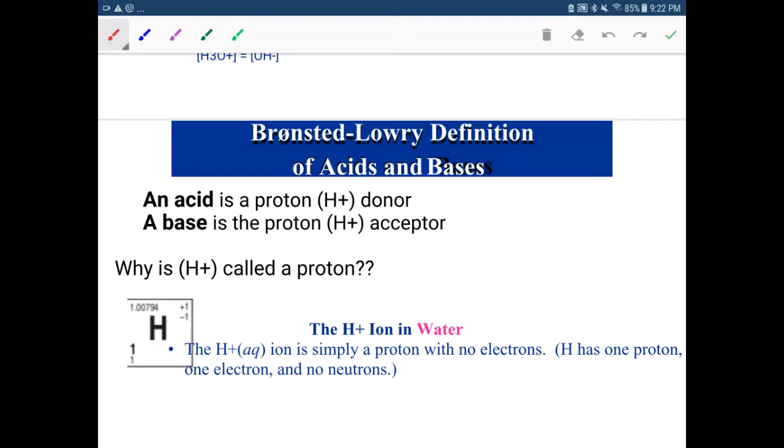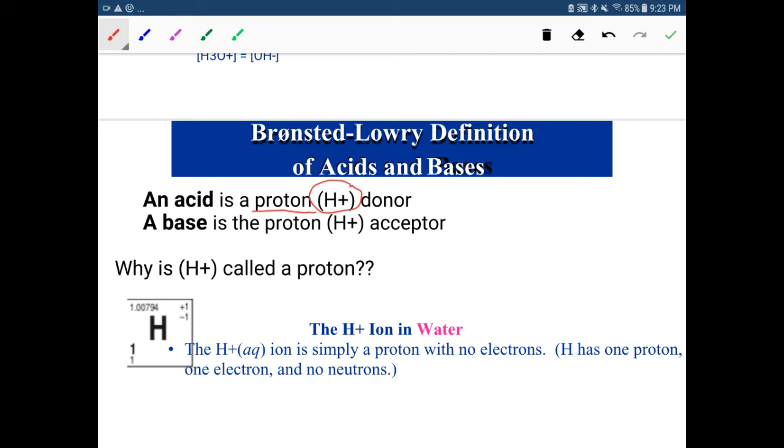Alright, so this is a review on the Bronsted-Lowry definition of acids and bases. According to this theory, in the regions they call it the alternate theory, an acid is a proton donor and a base is the proton acceptor in a chemical reaction. When we say a proton, all we're saying is hydrogen ion. A proton is a hydrogen ion.